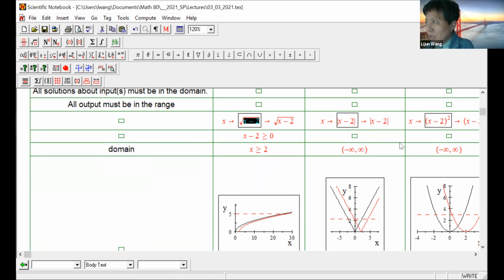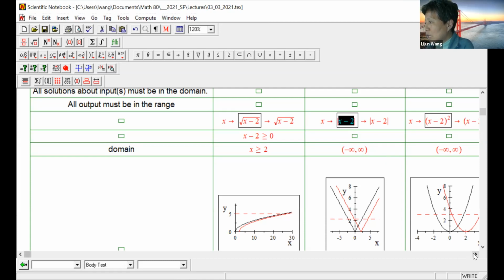Do you guys see that? So x minus 2 is shifted to the right by 2 units. The entire picture is shifted to the right by 2 units because we changed the rule slightly. We have x minus 2 before it takes absolute value.